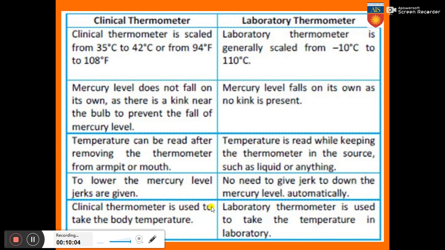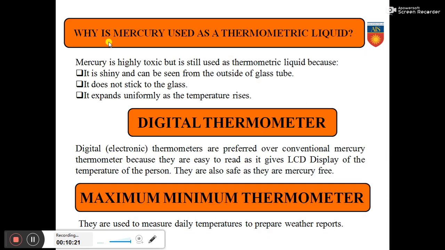Clinical thermometer is used to take body temperature. Laboratory thermometer is used in the laboratory to take temperature. So these are a few differences between clinical and laboratory thermometer which all of you should memorize and remember. Very, very important. Now let us have a look at why mercury is used as a thermometric liquid.